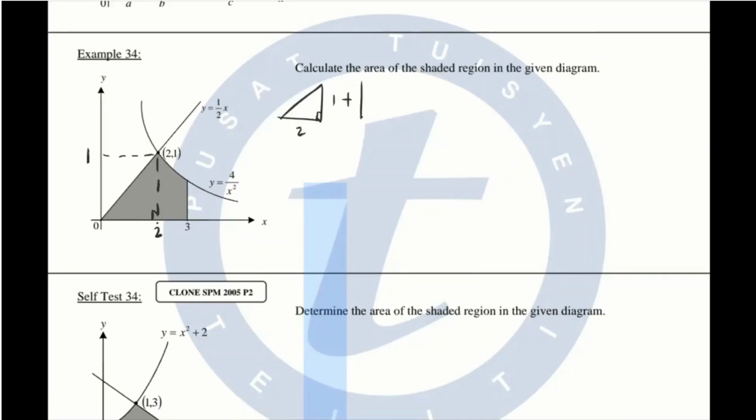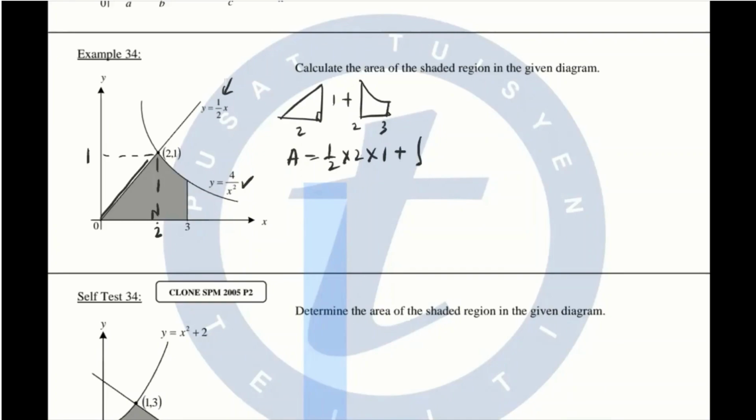The second part is integration. We have to integrate from 2 to 3 of this function. For the triangle, if you want to go and integrate this function, you can, but I think integration is longer. Half times base times height is so fast. We straight away get the answer. The answer is 1, right?